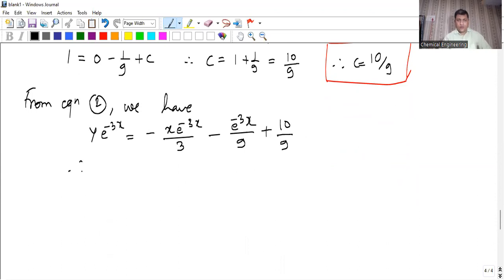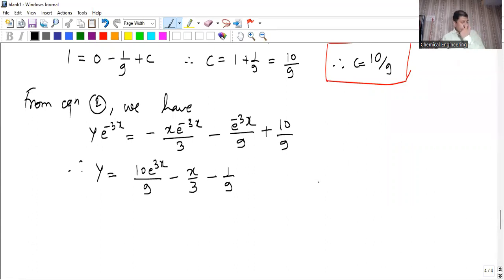Yes. Okay. So now what I can do is remove this e raised to minus 3x and rewrite this equation. I am dividing this by e raised to minus 3x. So y is equal to 10 e raised to 3x by 9 minus x by 3 minus 1 by 9. Are you getting this equation?